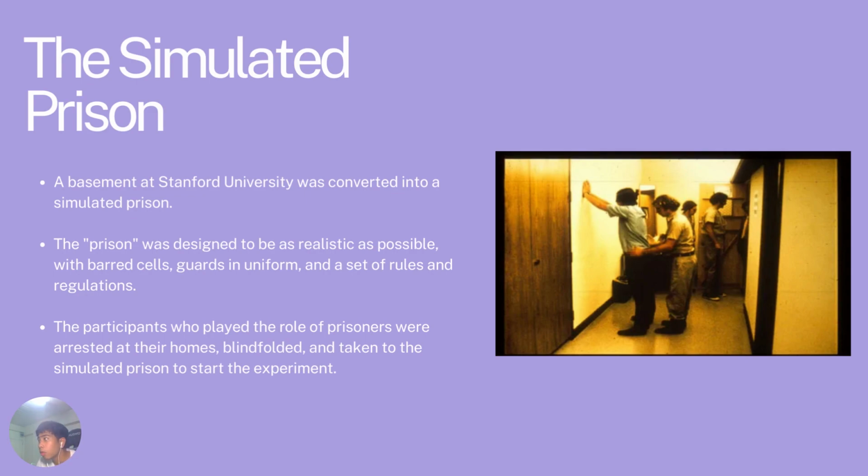Zimbardo and his team interviewed 70 participants at Stanford who were willing to conduct this experiment with them for 14 days, and they would be paid about $15 a day. They wanted to make sure that they chose the brightest and most mentally sound participants possible. After narrowing down their participants to 24, the researchers then decided to flip a coin and assign their roles. Half of the participants would be prisoners and half would be guards.